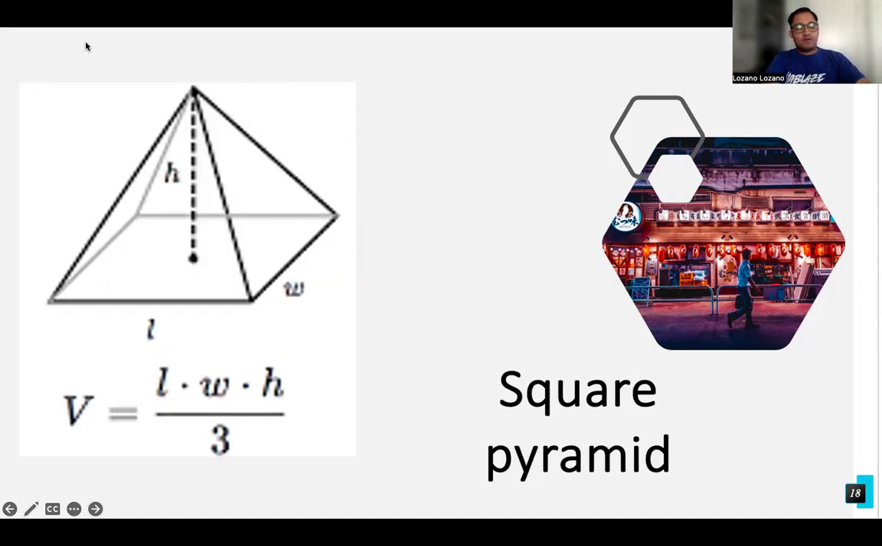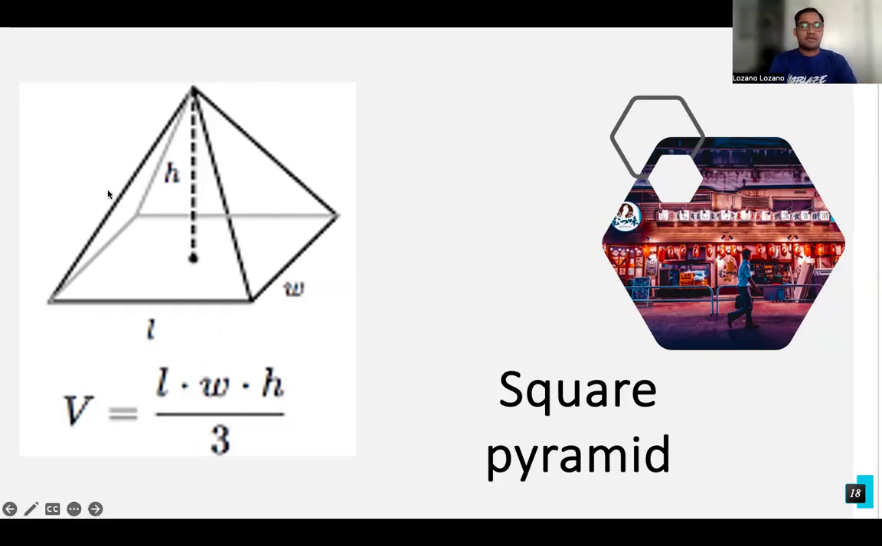Now, how about for the square pyramid? Okay. For the square pyramid, kanina divided by 2 dahil rectangular prism siya. Dito naman, length times width times height divided by 3. Again, sa square pyramid, length times width times height divided by 3.